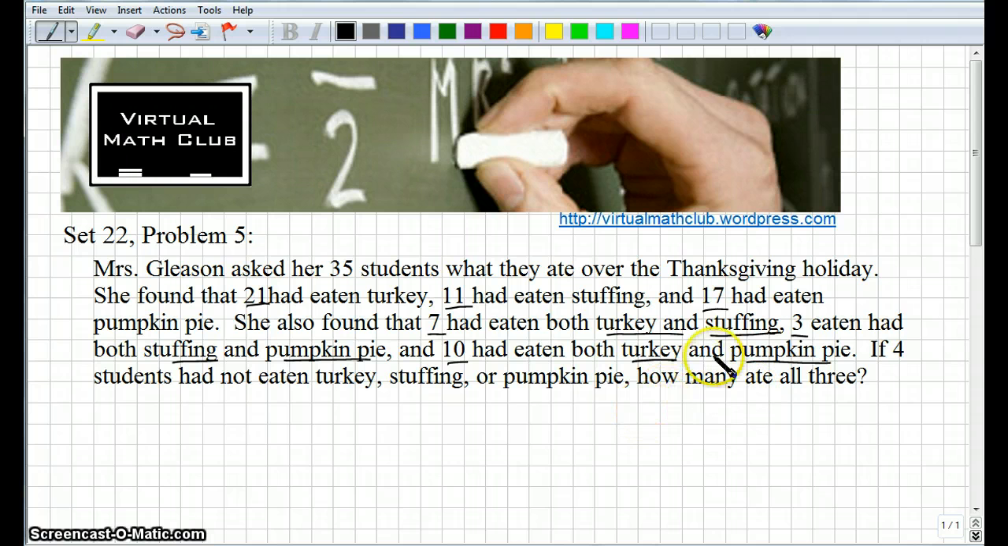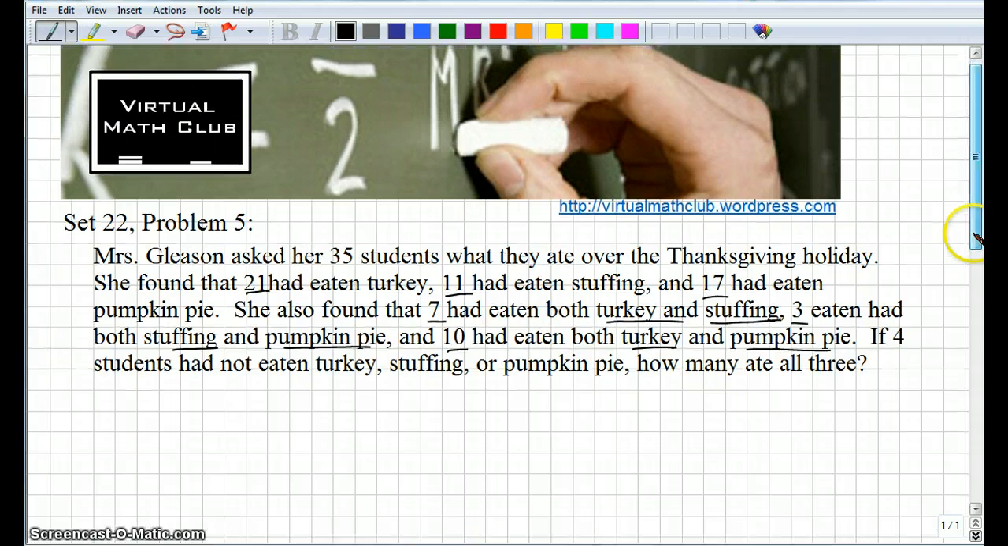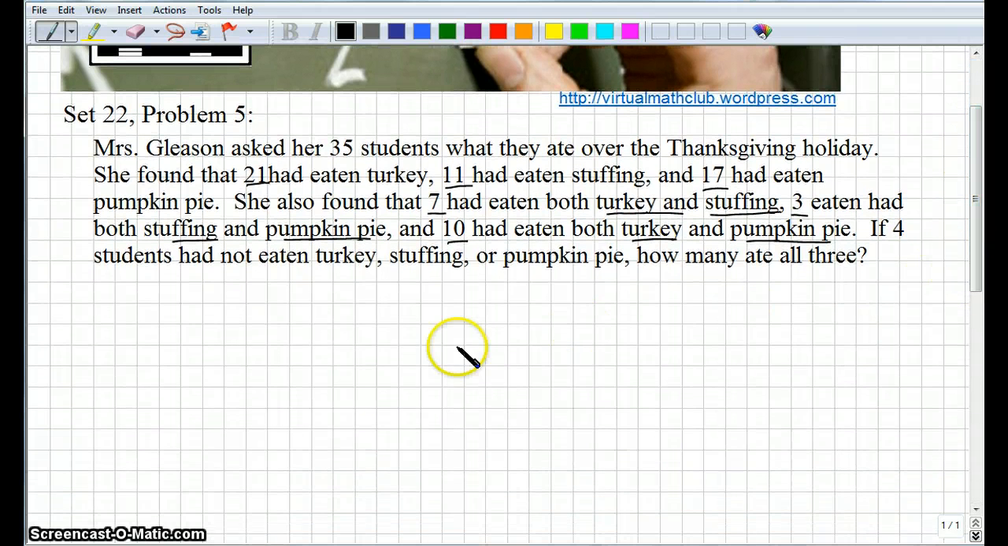Alright, well, this is a job for a Venn diagram. I don't know if you've done Venn diagrams before, but we just need to organize all this information, and it's kind of hard as it is now to get a handle on what we're dealing with. So we have sets of kids, right? And some have eaten turkey, some have eaten stuffing, some have eaten pumpkin pie, okay? Some have eaten both. Some have eaten 2 things, and some have eaten none, and some probably ate all 3, right? Because that's what we were asked to find, is how many ate all 3.